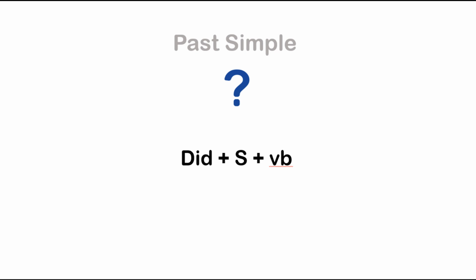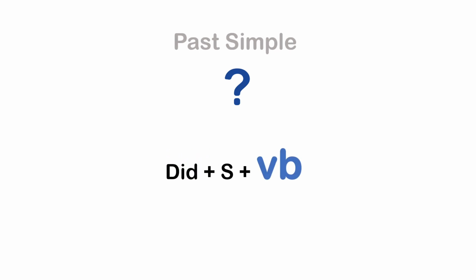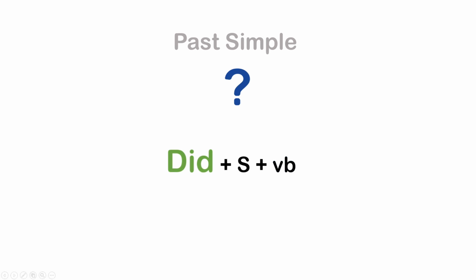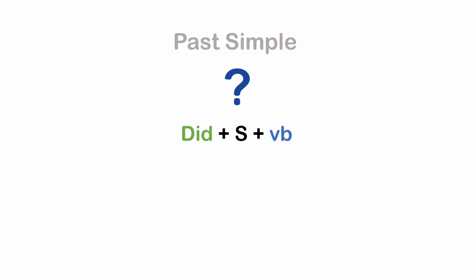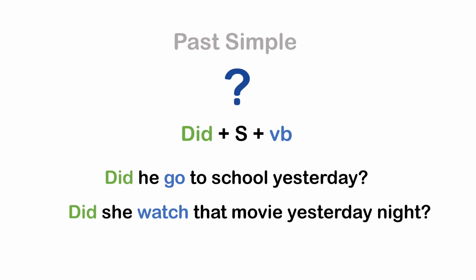For questions, we have to add did and change the position of the subject with did as follows. Did plus subject plus verb in the present. Remember, when we add did, we have to use the verb in the present, as did is already in the past. Did is the past tense of the verb do. For instance, did he go to school yesterday? Or, did she watch that movie yesterday night?